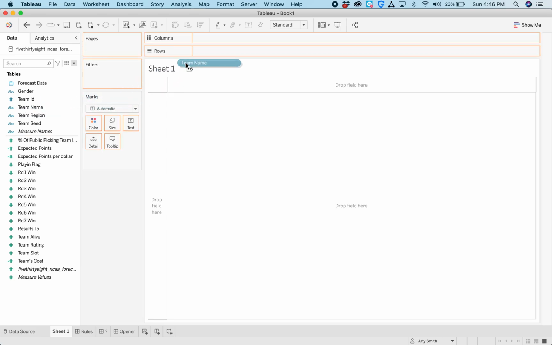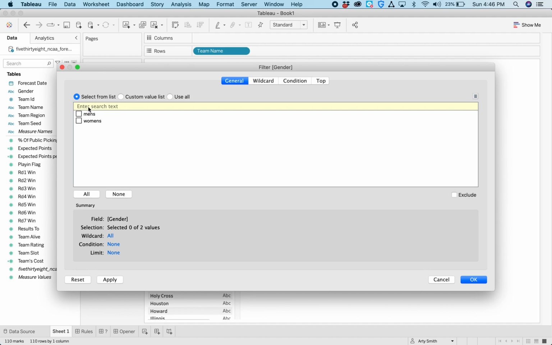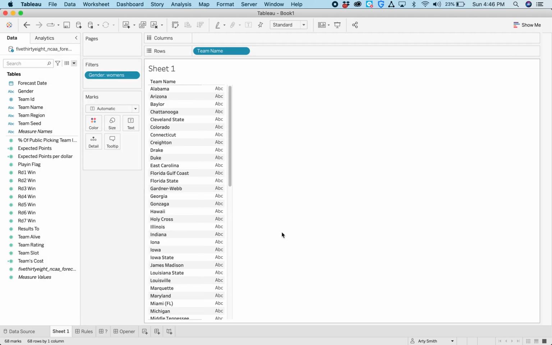We're going to drag team name in, okay, and you can see that gives me the list of all of the teams here. Now I'm going to want to filter this on gender. Just do one at a time. So I'm going to start just by looking at the women's bracket.